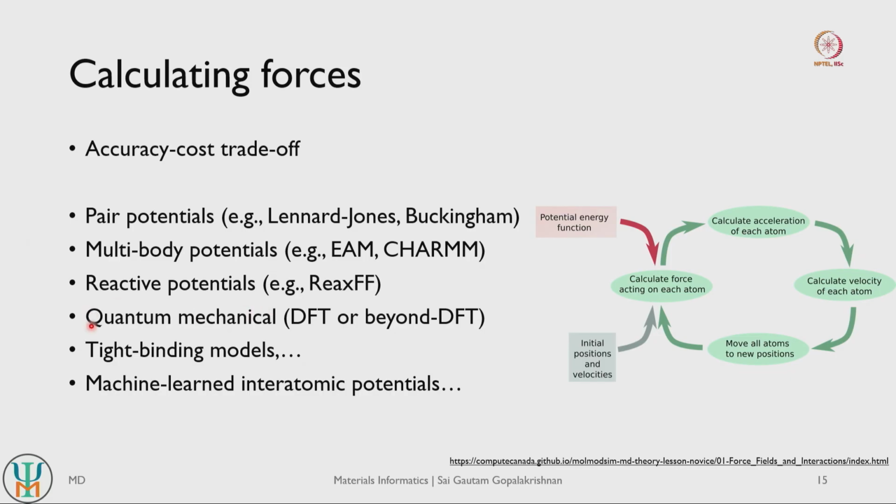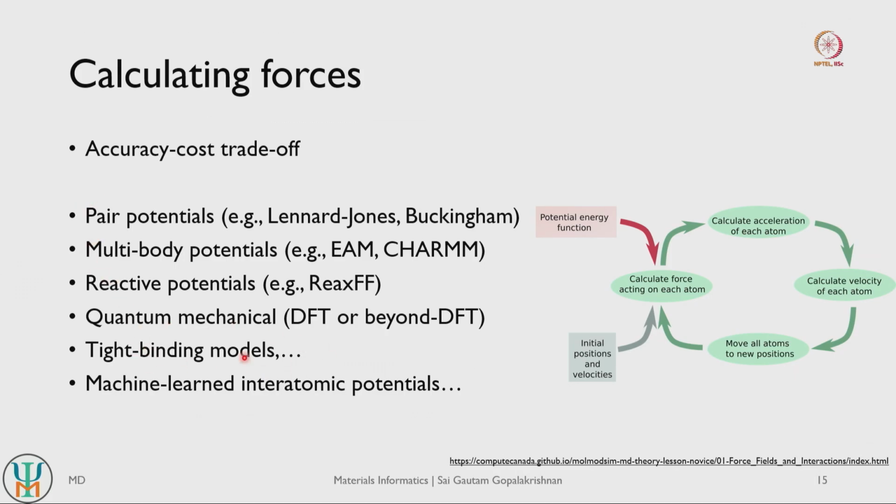And then you can use quantum mechanical tools, which is DFT or even beyond DFT calculations. So it's straightforward to understand that as you go down in this axis you have a higher accuracy as well as higher cost. Tight binding models are typically parameterized models, again usually on quantum mechanical calculations and so on. So you can think of this as simpler physics based models. So they are not as accurate as quantum mechanical calculations, but they are faster, but they can certainly be more accurate than some of these potentials.